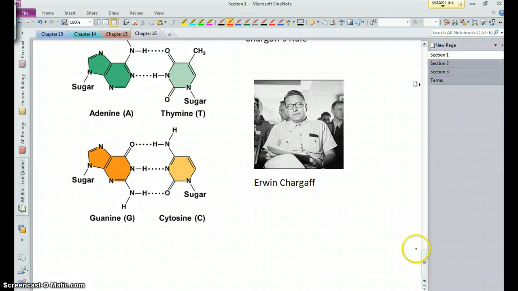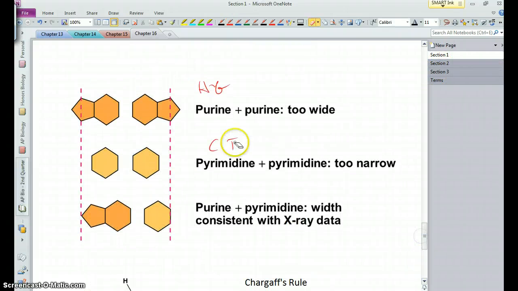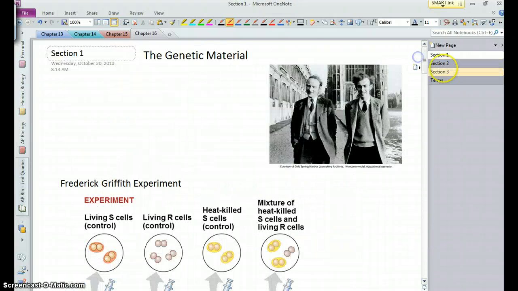All right, so let's start on section 2. See how far we get.